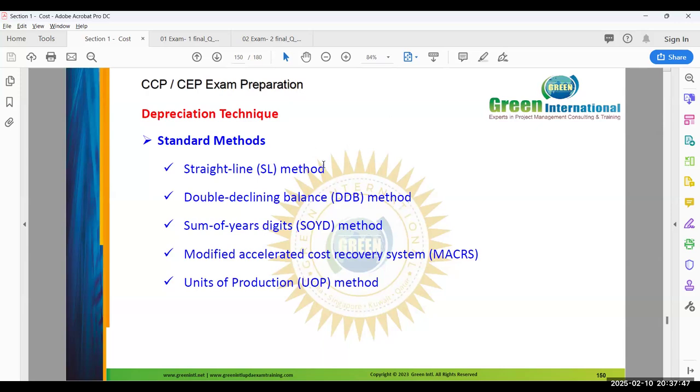What I said is 1 million is the purchase cost of the equipment. 200,000 is the salvage value. And 10 years is the life of the equipment. So what is the per year depreciation as per the straight line method, which I said?